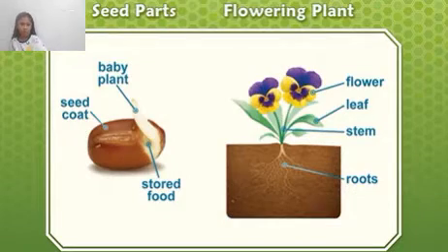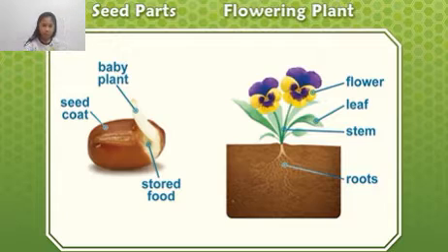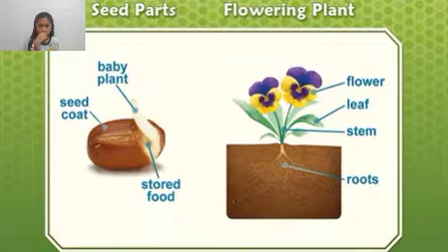Welcome to science. Let's take a look at this chart and the 3 parts of a seed. Give me all 3 parts, Jacob. Seed coat, baby plant, stored food. Yes, seed coat, baby plant, and stored food. Which one protects the baby plant, Tyra? Seed coat. You've got it.